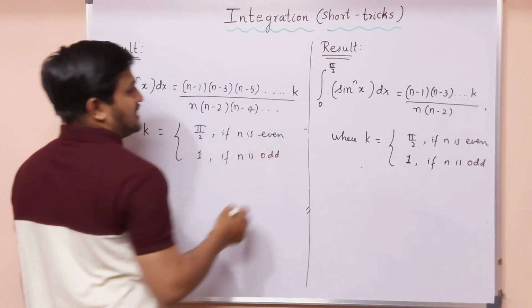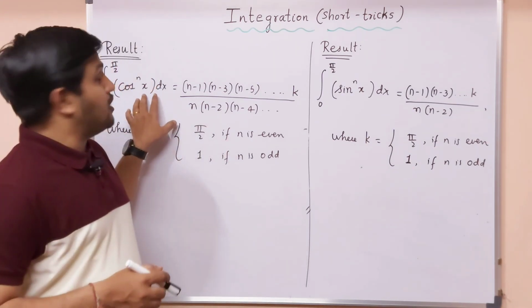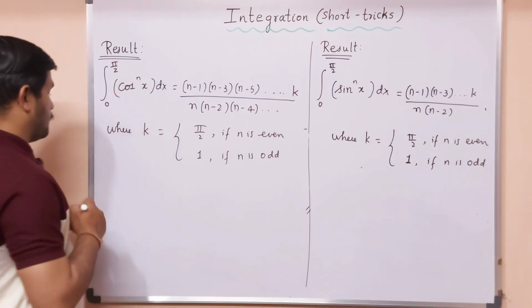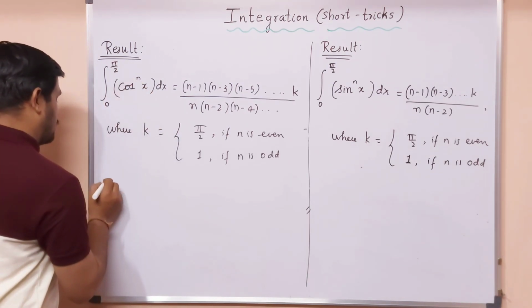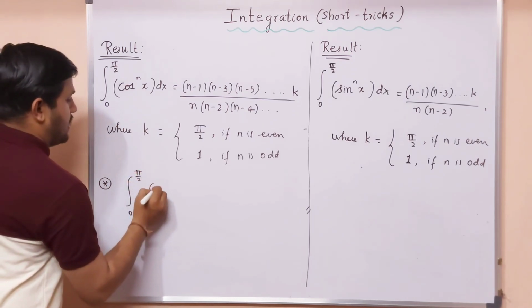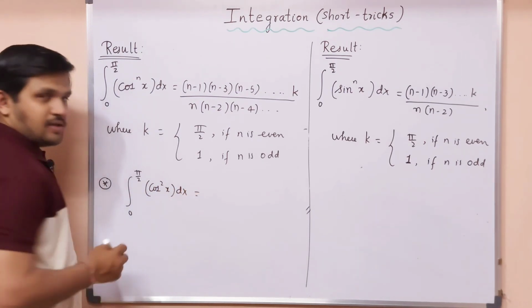So by using this result, now I can tell what is the integral of cos square x into dx, where the limit is from 0 to pi by 2. Can you say the answer? We already wrote it for the sine function. So, integral 0 to pi by 2 of cos square x into dx. Quickly note down once again.